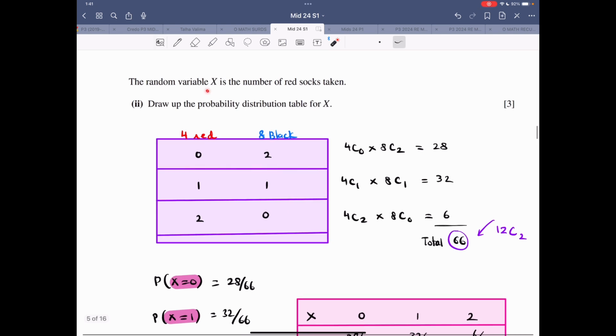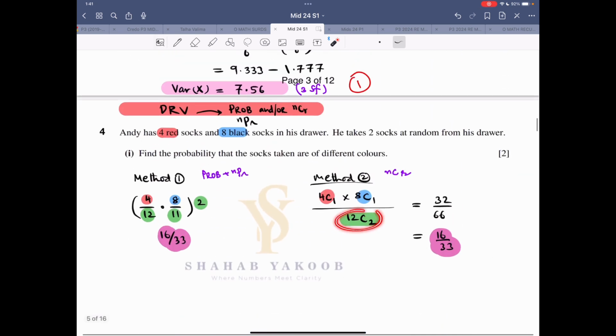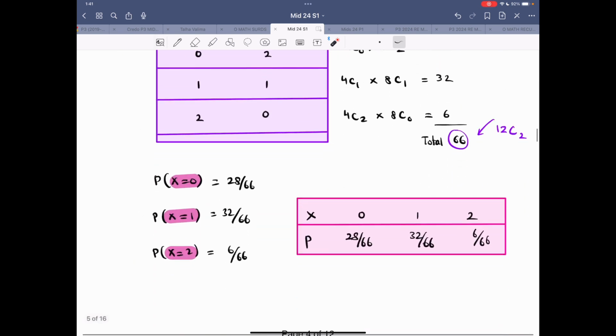The random variable x is the number of red socks taken. You can have 0 red sock, 1 red sock, or 2 red sock. Draw up the probability distribution table. So I'm doing it by combination. 4 red, 8 black. It could be 0, 1, 2, or 2, 1, 0. These are the number of different ways. The total is 66. Double check that 12C2 is coming out to be 66. It was already calculated over here also. So be a bit vigilant.